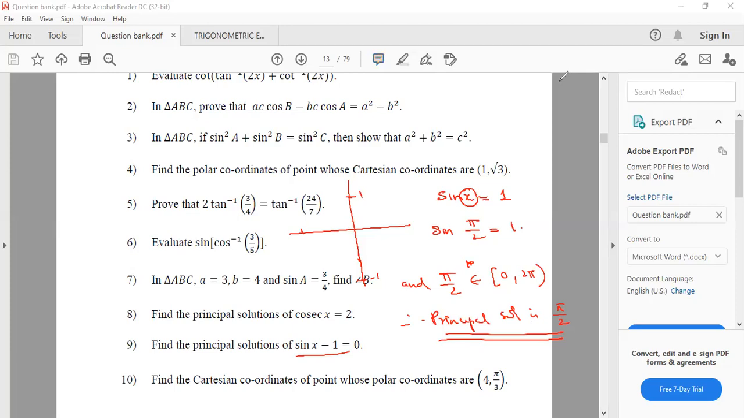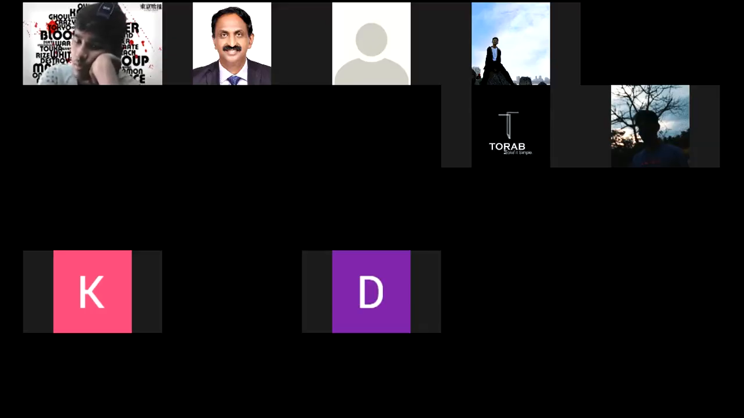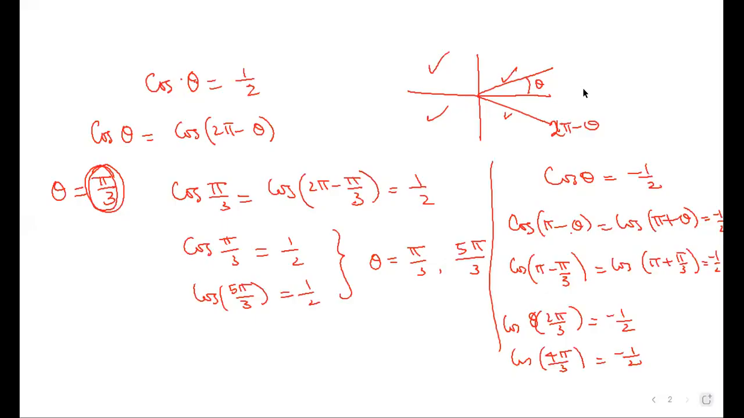Now we come to polar coordinates. In fact, what they have done is they have asked only easy questions. Okay, polar coordinates. Recording is going on now.